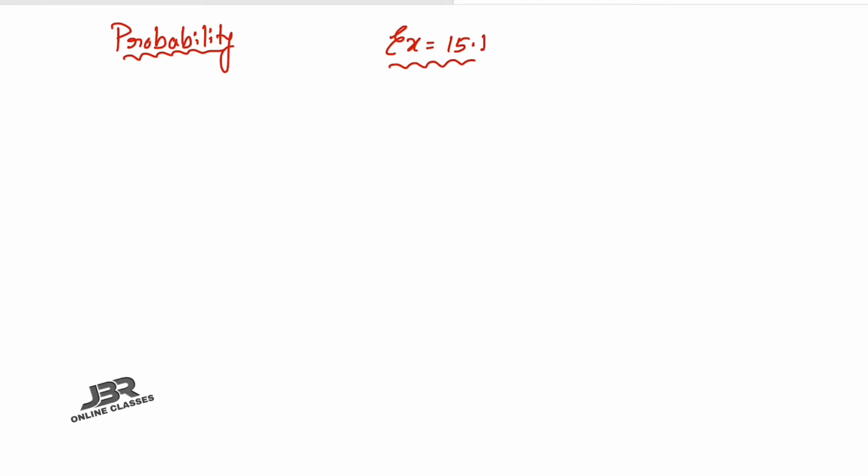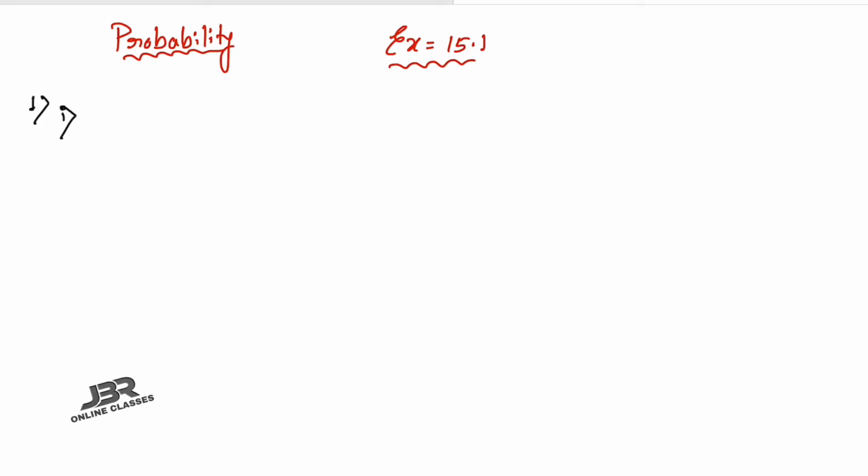So hello everyone, in this video I'm going to start a new chapter, that is probability, and that is exercise 15.1. So this is the first video from exercise 15.1 probability. So here sum number 1. First problem, describe the sample space for the following experiment. Sum number 1. Two coins are tossed.